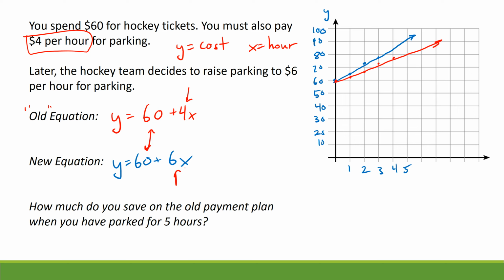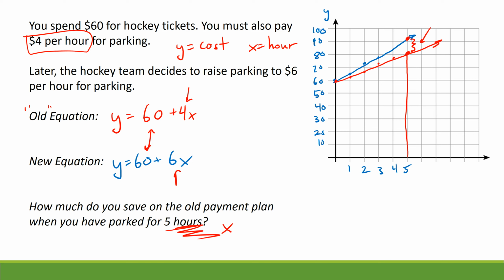And what I want to know is how much do you save on the old payment plan when you have parked for 5 hours? Now what I could do is look at my graph at 5 hours and see, okay, I'm paying this much for the old payment plan and I'm paying this much for the new payment plan, and kind of what's the difference in cost. I don't really know, my graph is not that accurate though. So let's think about what I could do here.